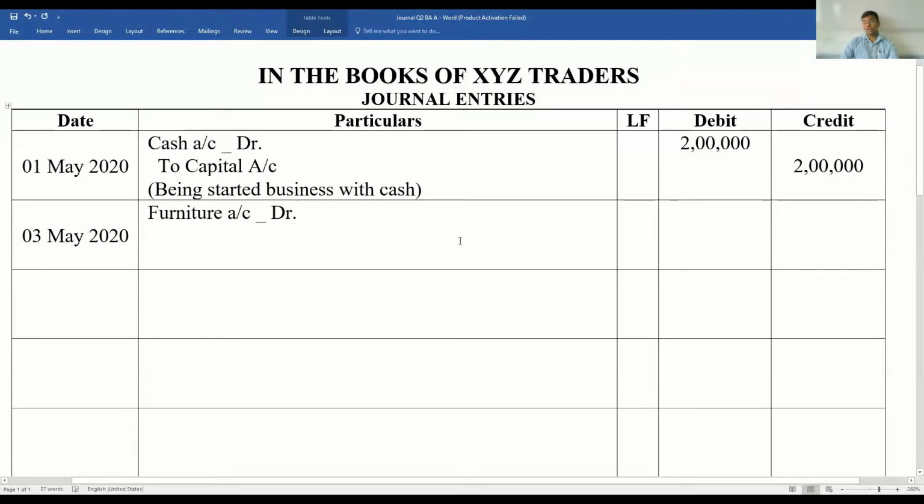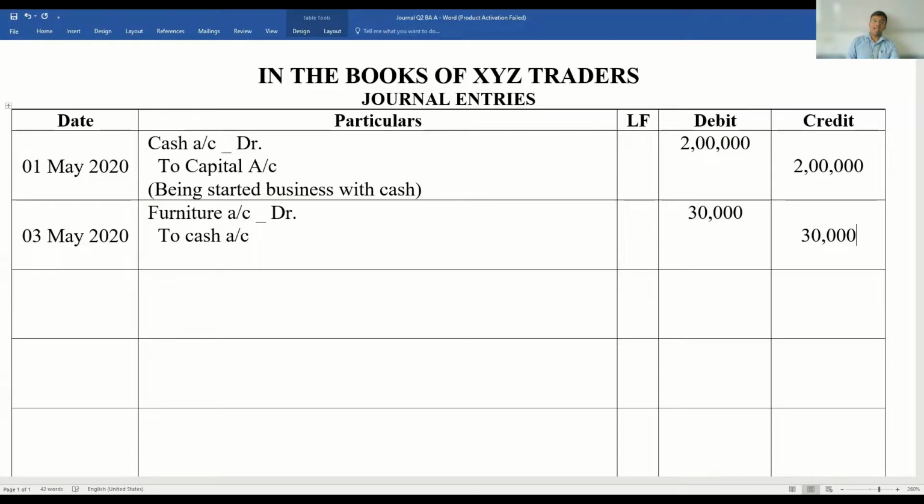Okay? We know that furniture account is real. Golden rule is debit what comes in. So when you buy furniture for cash, furniture would be coming in, and furniture of 30,000 is coming in. Now, when you buy furniture for cash, what is happening to the cash? Cash would be going out, and since cash is going out, you will credit cash. Being bought furniture for cash. So that's been completed.